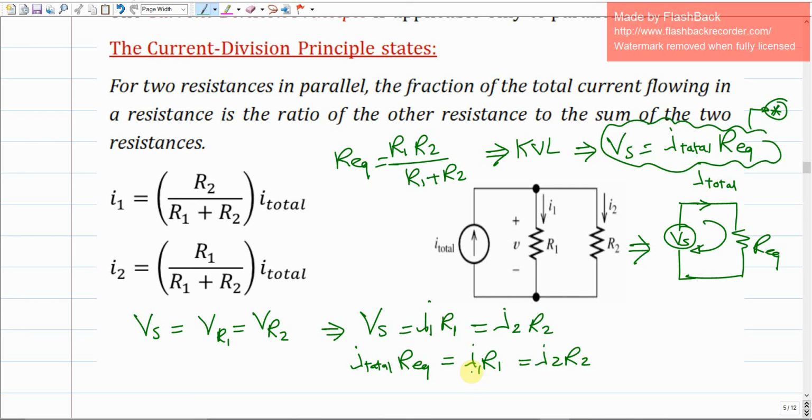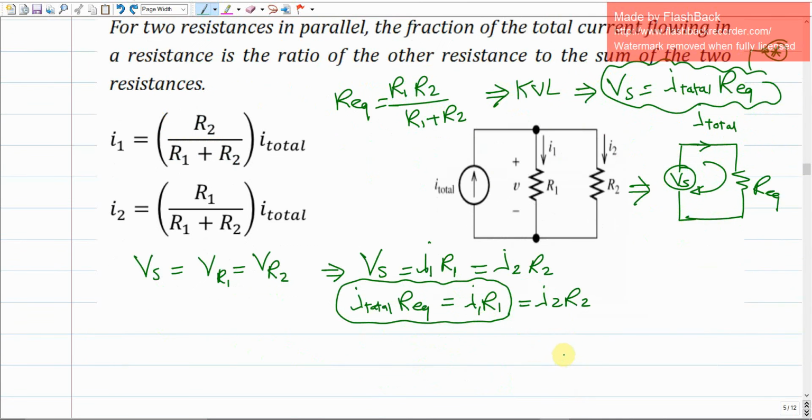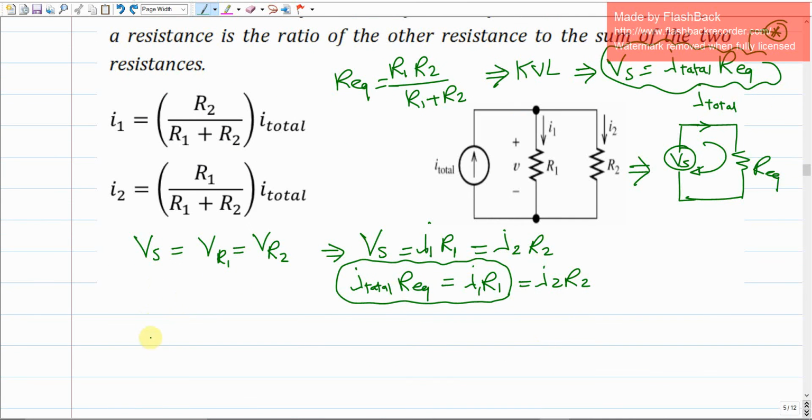Make sense? So simply, if you decided to find I1, you're just going to use these two relations together to solve for I1. Then if you decided to solve for I2, you're going to use this one with this one to solve for I2. Make sense? So let us solve for I1 only for now. Let us find I1. So simply I1 is going to be I total times R equivalent divided by R1.